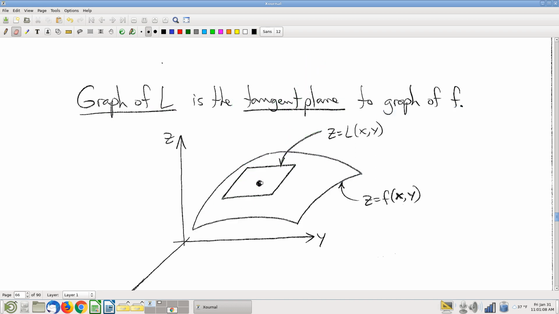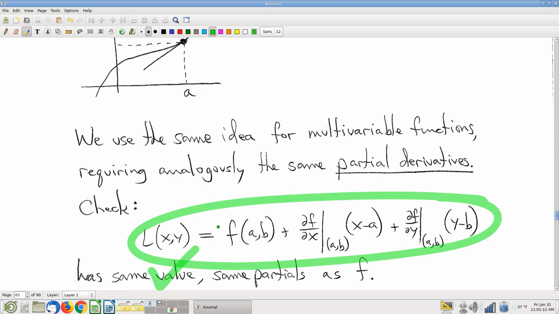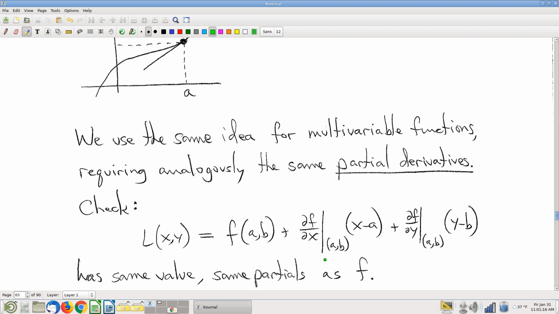Again, I think this is important. Everybody should do this. Make sure you do the calculation. Confirm that this does have the same value and the same partials. It shouldn't take you long. But if you get stuck on it and don't know how to do it, you should absolutely come and get help on that. Ask a classmate.